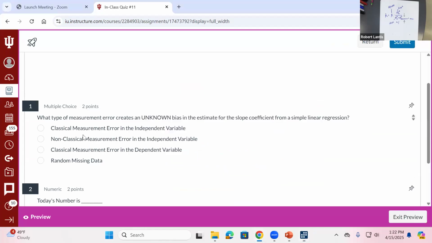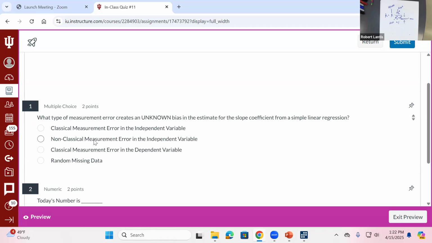If we have non-classical measurement error, that's where kind of all bets are off, right? Well, I shouldn't say we don't have any idea. Based off of what we've talked about, and as far as I'm going to push you, we can't say what direction the bias is going to be. Could be higher, could be lower, we're not sure, okay? Any questions on that before we keep moving here?